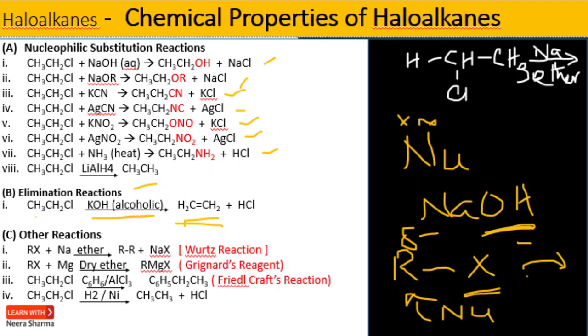Other reactions: if I take RX and sodium, I'll get R-R. This is the Wurtz reaction we did in class 11th. RX plus magnesium, I get Grignard's reagent, RMgX. With CH3CH2Cl, if I take benzene and AlCl3, the alkyl group will be attached to benzene. This is the Friedel-Crafts reaction. And if I want to get back the alkane from the alkyl halide, I treat with hydrogen and nickel.